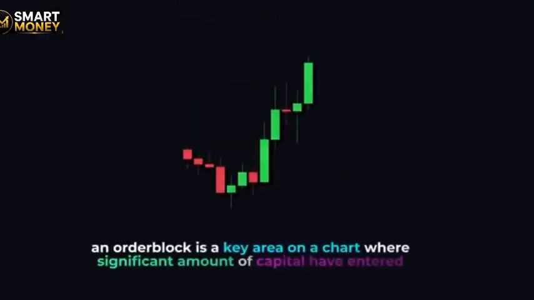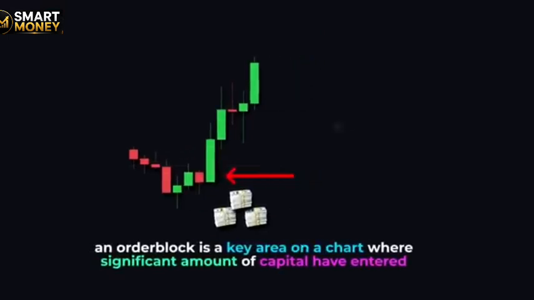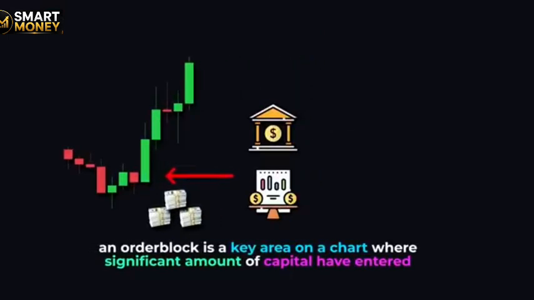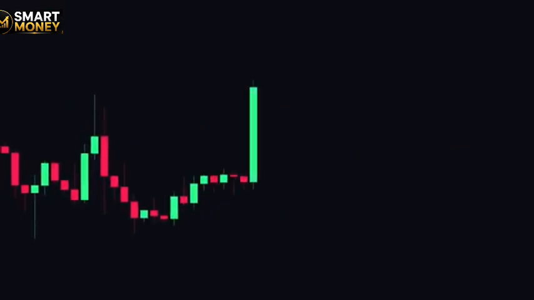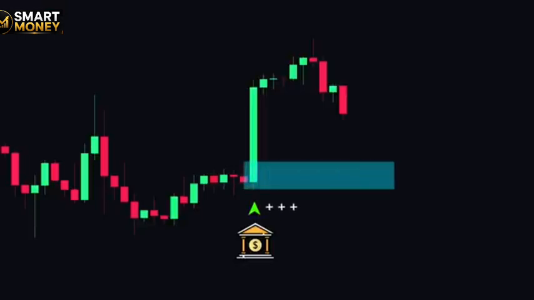An order block is a key area on the chart where significant amounts of capital have entered the market, typically by big banks or large institutions, often referred to as smart money. Since they trade with substantial capital, their actions usually cause noticeable price movements on the chart. So if you notice the price moving sharply from a specific area, like this one, it could indicate that smart money has taken a position. Large buy orders are needed to drive the price up this quickly. The initial area where these trades are executed is known as an order block.